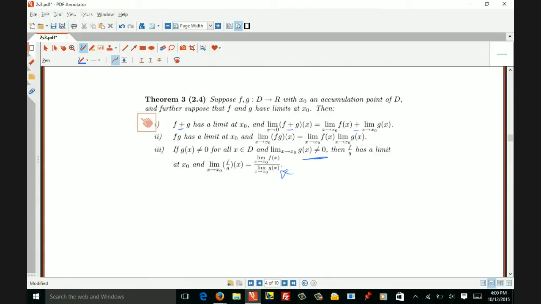They should be very familiar. We had them for sequences. We're going to prove them just like we did the last one. Suppose, what's our hypothesis here? Yeah, that whole first part. Let f and g take D to R with x naught an accumulation point of D.